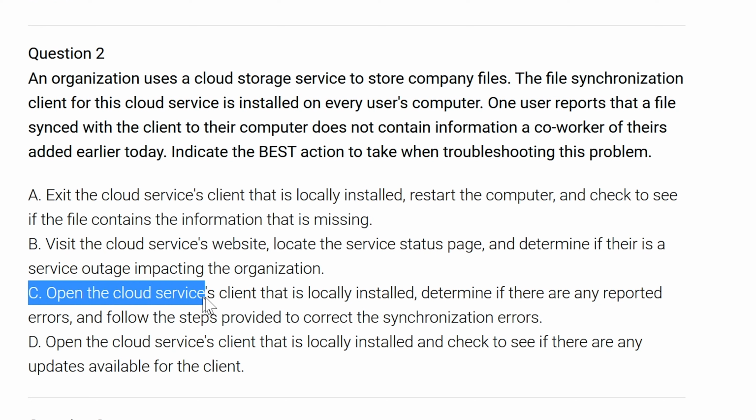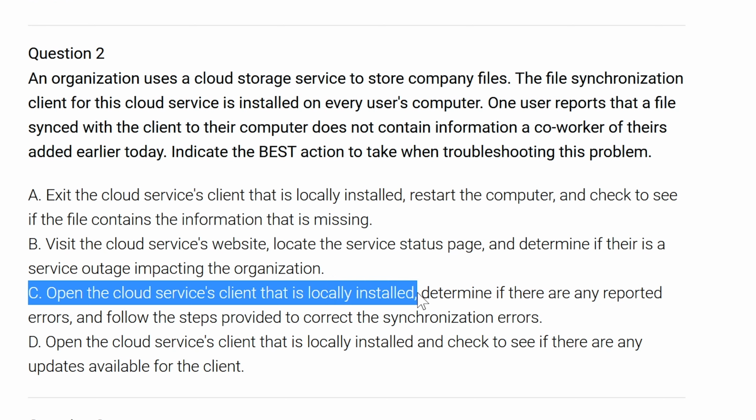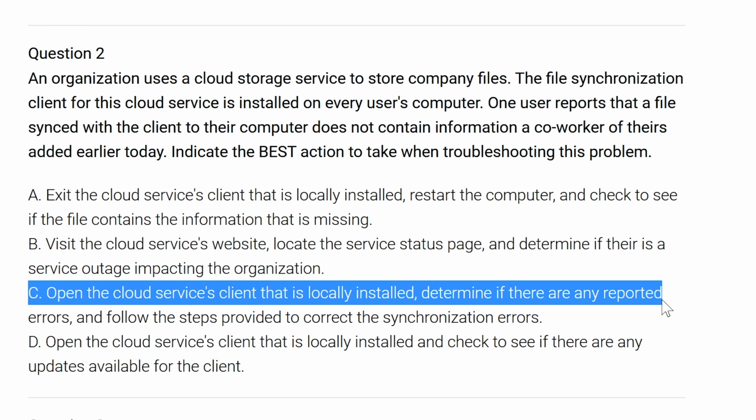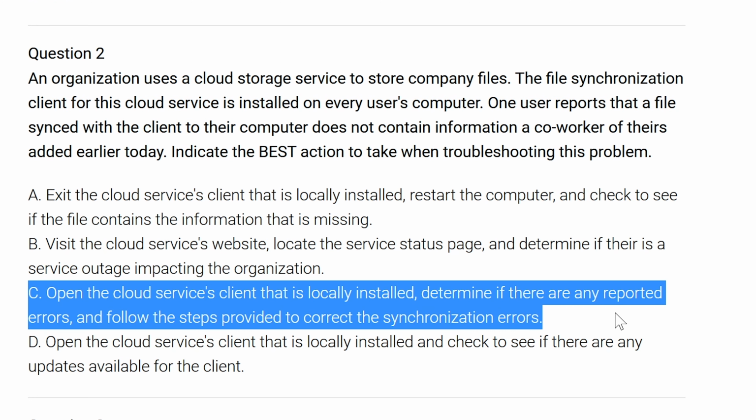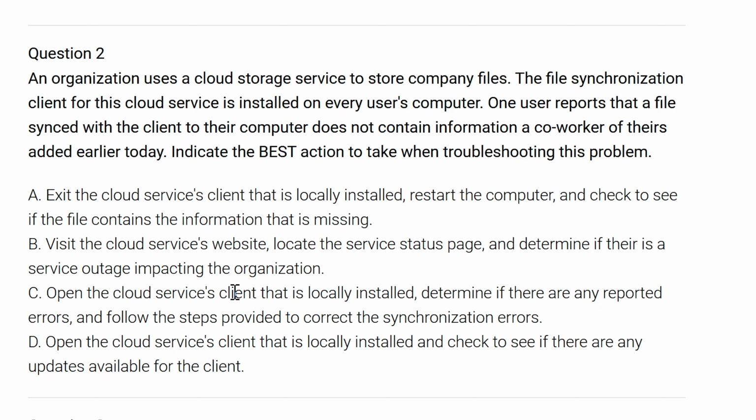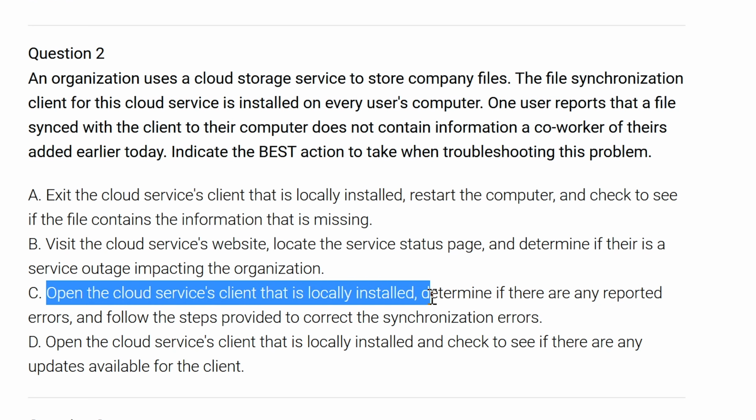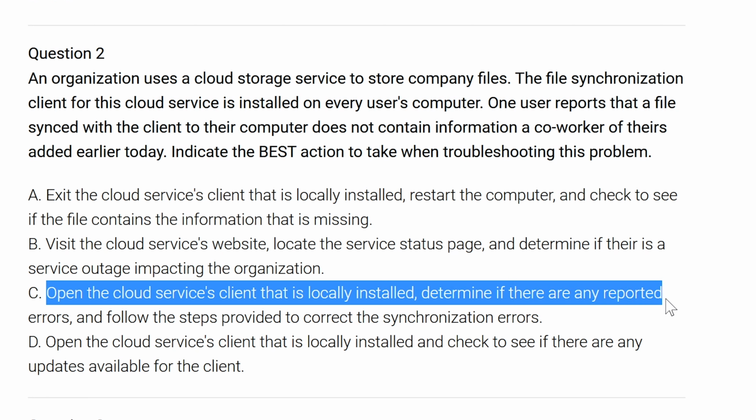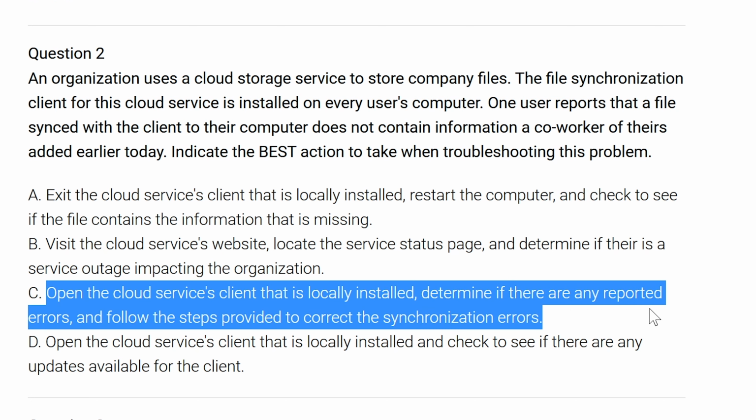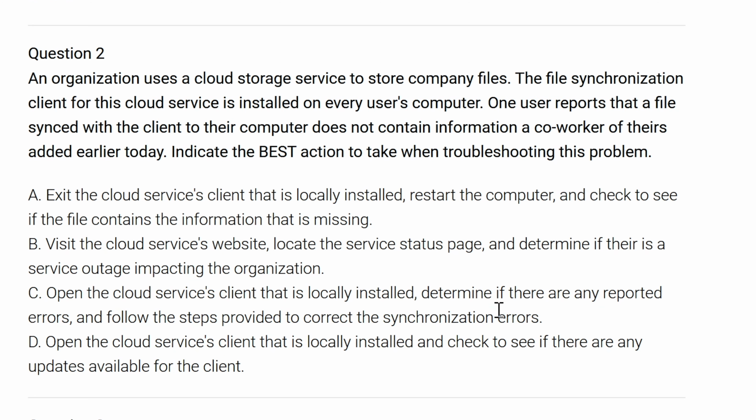And we've got C: open the cloud services client. Oh, so, okay, that is locally installed, right? So remember, we talked about this. It's a client that is locally installed. They talked about this in the question itself. Determine if there are any reported errors and follow the steps provided to correct the synchronization errors. So now we're getting into something that's way more specific to our issue. So it's the cloud service client that's locally installed. It's part of the question, so that must be it. Determine if there are any reported errors and follow the steps provided to correct the synchronization errors.